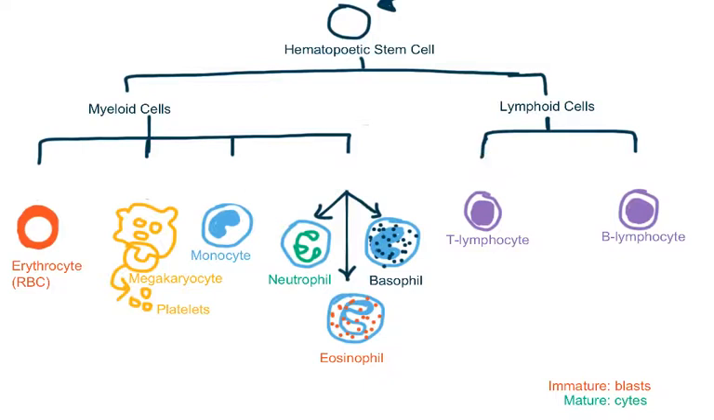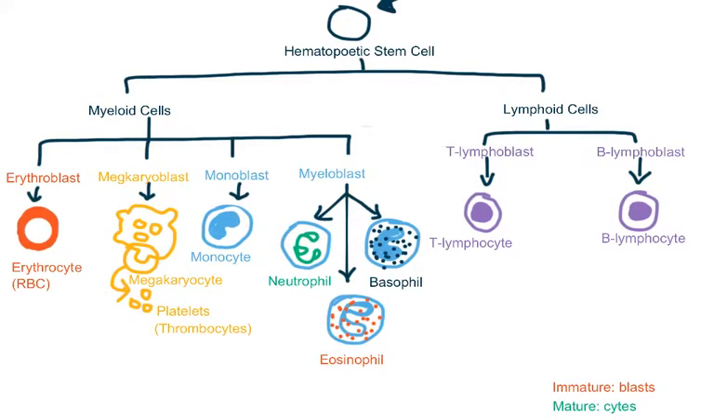All these cells, however, do not develop directly from the hematopoietic stem cell. Instead, they undergo multiple stages of development to mature into their adult form. But we're not going to go into details of all those steps. Instead, we're going to make a very general statement. We're going to say that the immature form of all these cells are called blasts. And when these blasts mature, they're called cytes. Let me show you what I mean.